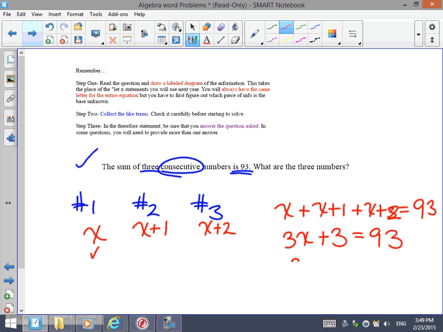Once I'm at this point, like I said, we are strong. We are confident. We know what we're doing. We're going to get rid of that 3 by subtracting it from both sides. 3x is going to be equal to 90, divided by 3, divided by 3. I'm going to need a little bit more of the page.